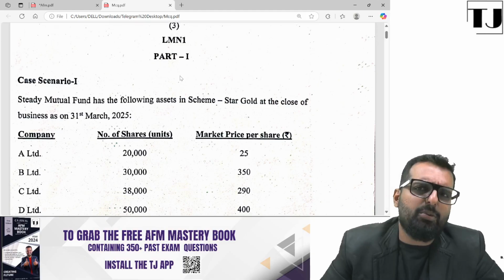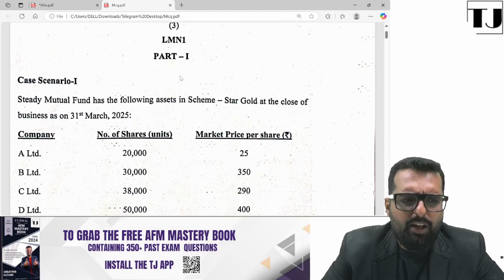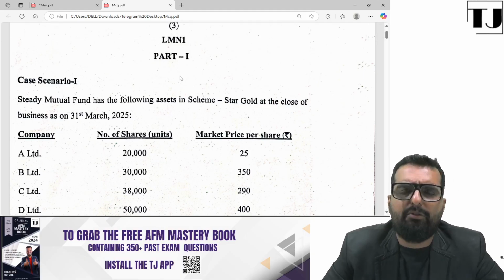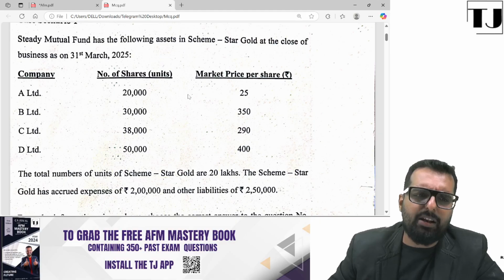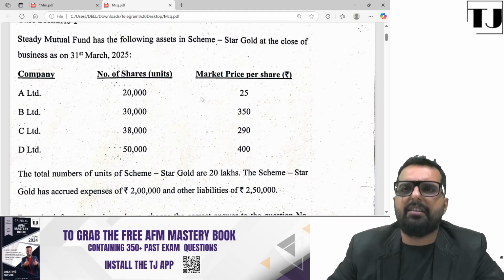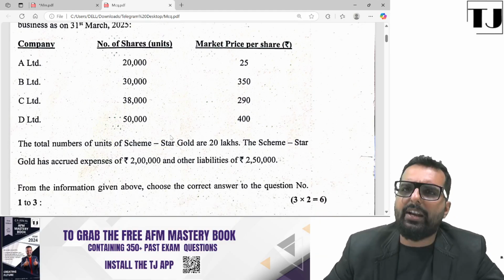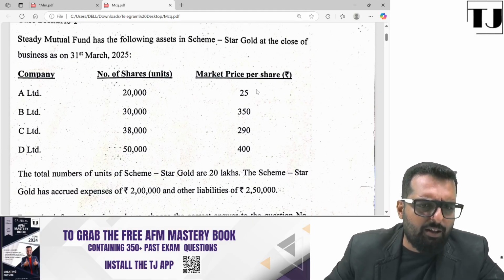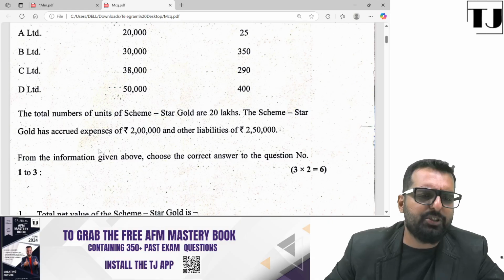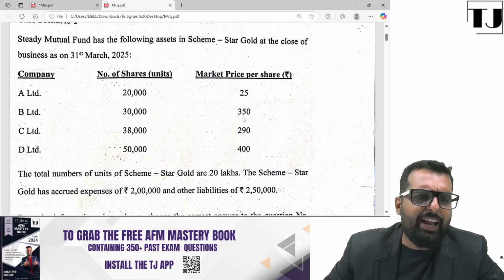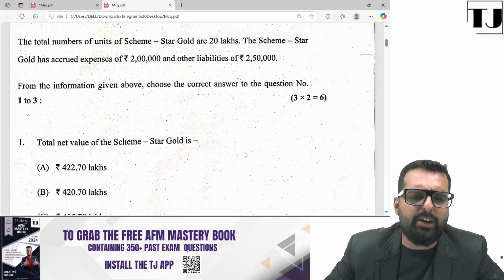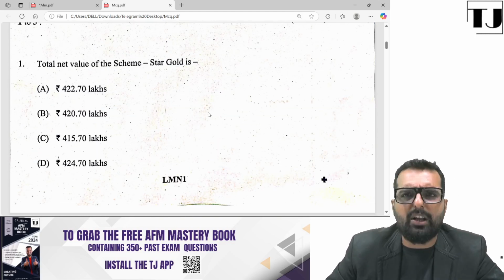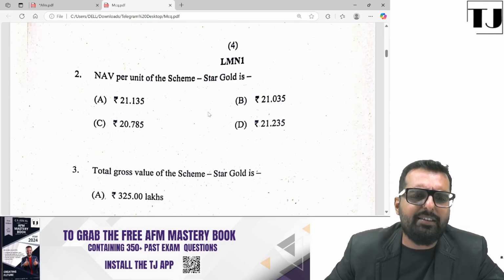Friends, many students told me the MCQ was very tough, but trust me, they were not very tough. This question we have done in our one-day marathon. Same question has come in the exam. So those of you who attended the one-day marathon, this question was very easy. Number of shares, market price per share, everything is given. And then from this you get the NAV. Subsequently, if they give you some extra information, based on this extra information, you have to work it out. As simple as that. It is an NAV based question.